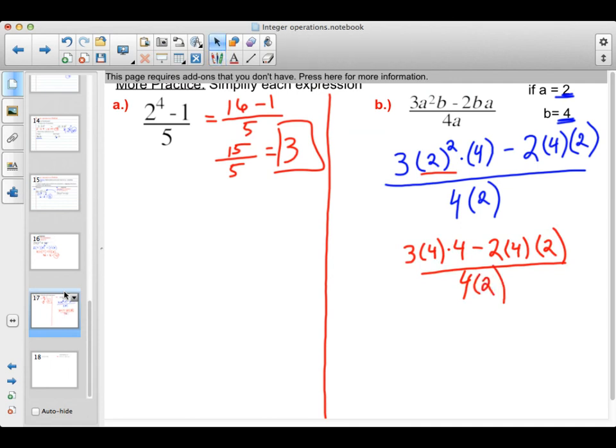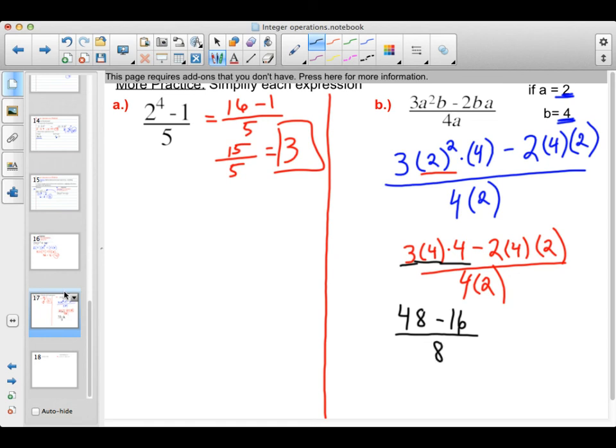Do some math here. 3 times 4 is 12. 12 times 4 would get us 48. So on top we would have 48. Minus 2 times 4, which is 8. 8 times 2, which is 16. 48 minus 16 on top, over 4 times 2, which is 8. Move on to subtraction. 48 minus 16. Well, that would get us what? 32. 32 over 8. Easy enough. Simplifies. 32 divided by 8 is the number 4. We got it.